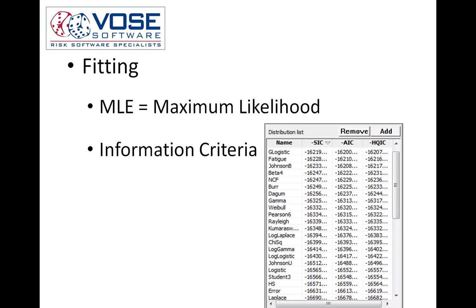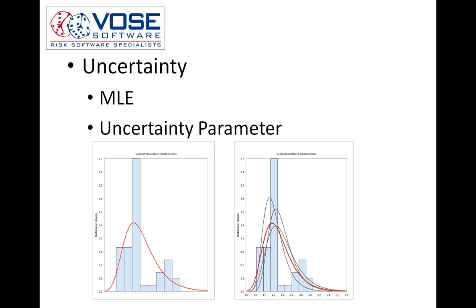So rather than using some of the more standard goodness of fit statistics, such as Anderson-Darling, we're using a technique called information criteria, which not only takes into account how closely a parametric distribution fits some data, but also penalizes a particular distribution as it has more parameters. So we want to find the best fit with the least number of parameters using information criteria.